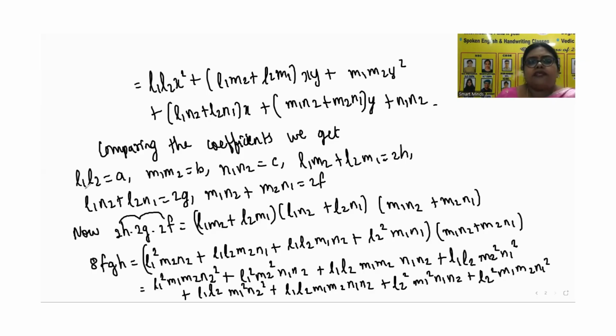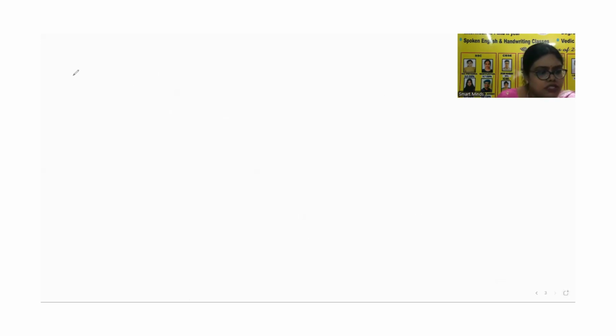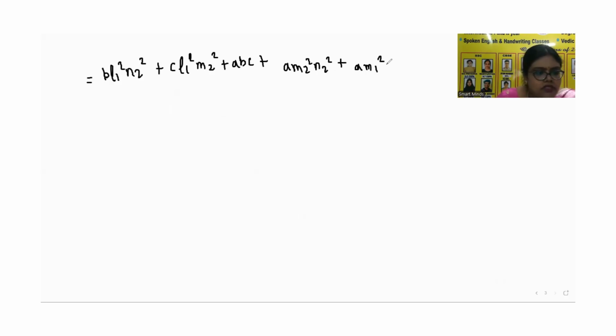So now we will be replacing L1 L2 with A, M1 M2 with B and N1 N2 with C. So let's see how it will change. So that is equal to B L1 square N2 square plus C L1 square M2 square plus ABC plus A M2 square N2 square plus A M1 square N1 square plus ABC plus C L2 square M1 square plus B L2 square N1 square.